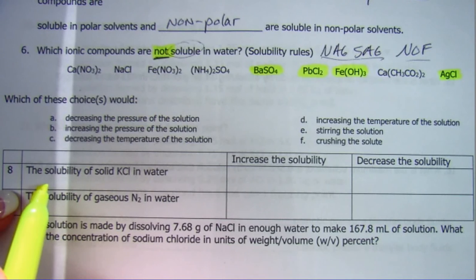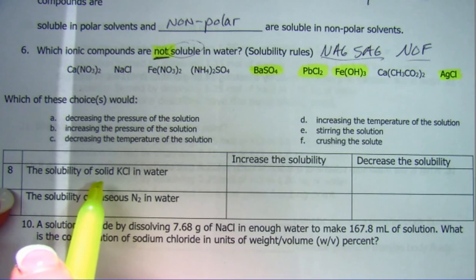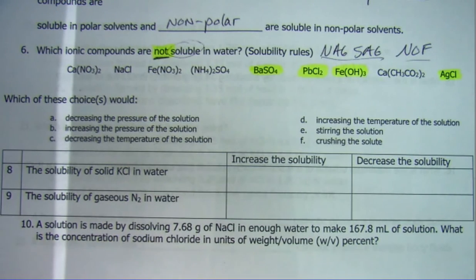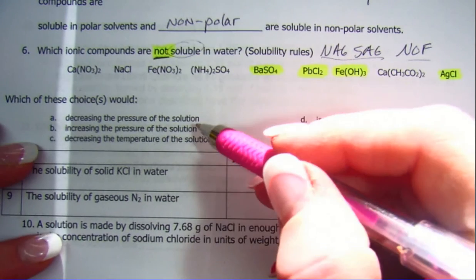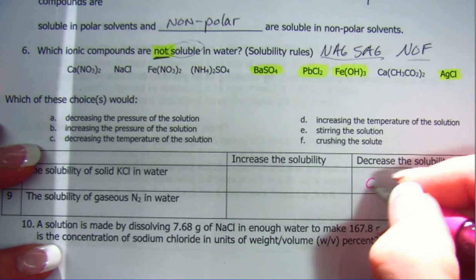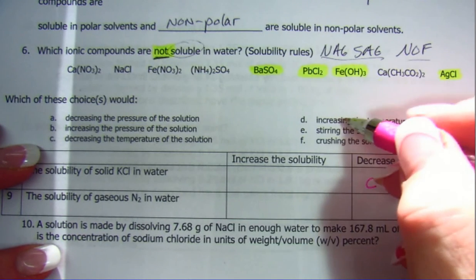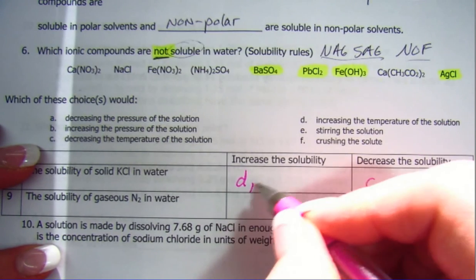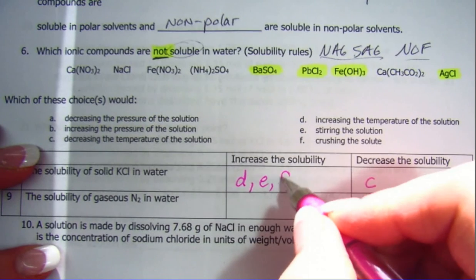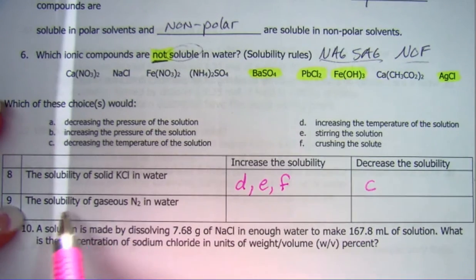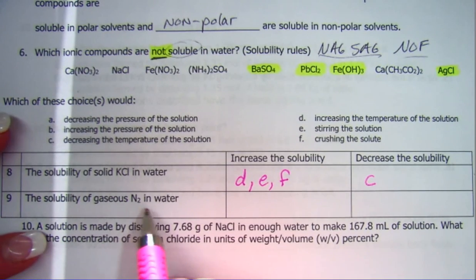So as we're looking here, solubility of solid KCl in water, that's like dissolving salt in water. What would increase it? As we look over here, the pressure would have no effect. Decreasing the temperature would actually decrease the solubility, so we would put C over here. Increasing the temperature would increase the solubility. Stirring the solution would increase the solubility, and crushing whatever the solid was before I put it in the solution would increase the solubility.